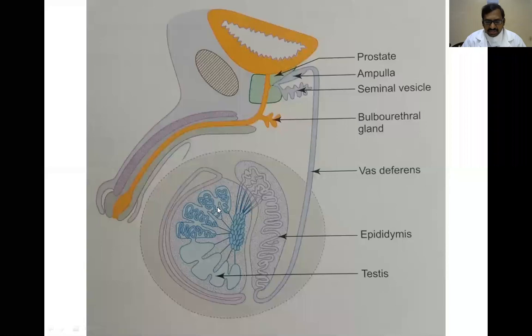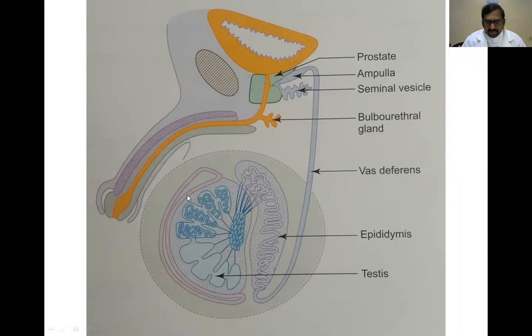the testes, that is, within the seminiferous tubules. These are all nothing but the seminiferous tubules. Each one is a lobule, and the testis is covered by an outer layer called the tunica vaginalis. Again, it has two layers: the outer one is the parietal layer, and the inner one is the visceral layer.